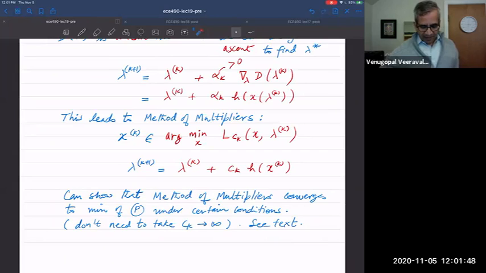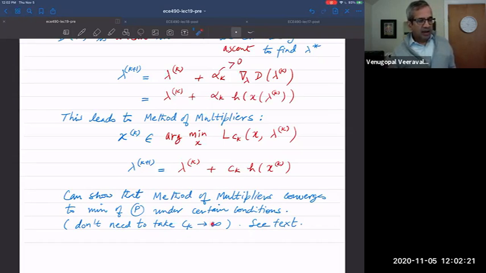Okay. But there are more detailed conditions given in your textbook. So if you're interested in those details, you can look them up in the textbook. But there are certain conditions under which you can show that this algorithm will converge to x star as k goes to infinity, at least to a local minimum of the original optimization problem, without having to take ck to infinity.